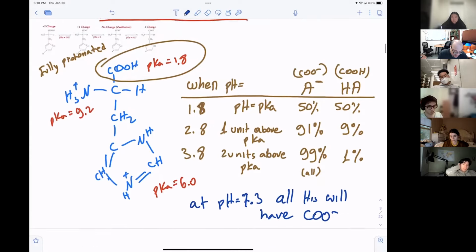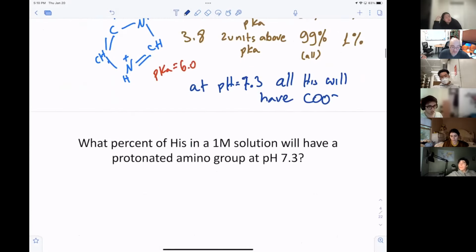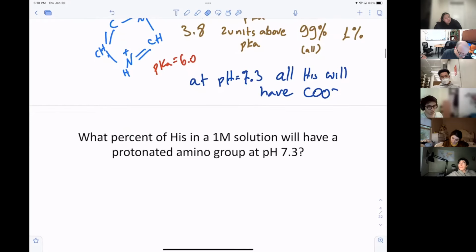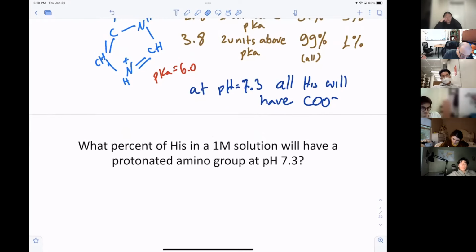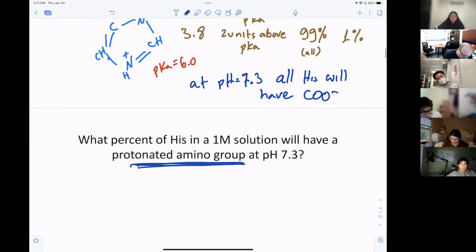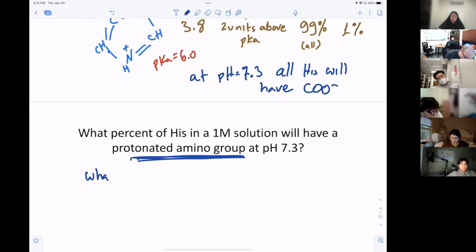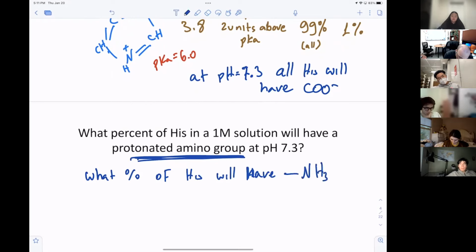So now I did a really long explanation for that, and I'm going to do it now faster, in the way that I expect you to do it. And if you do it enough times, you don't even need to do the calculation, all right? So what percent of histidine in one molar solution will have a protonated amino group at pH 7.3? Now they ask me about the amino group, right? What percent of histidine will have the amino group, which is NH3, protonated, meaning that it will look like that at pH 7.3.